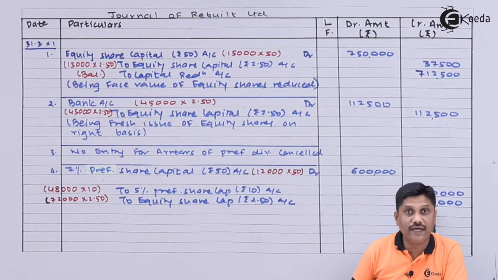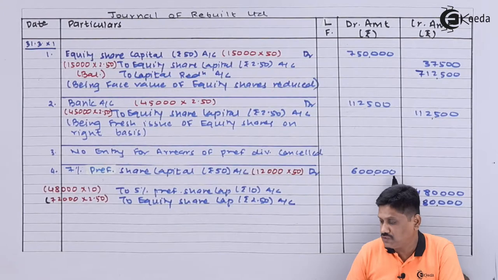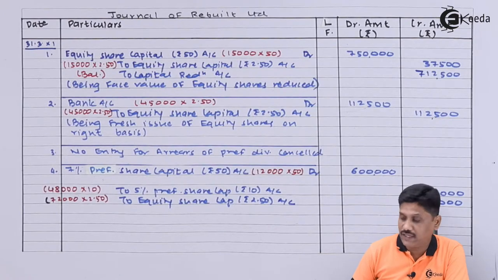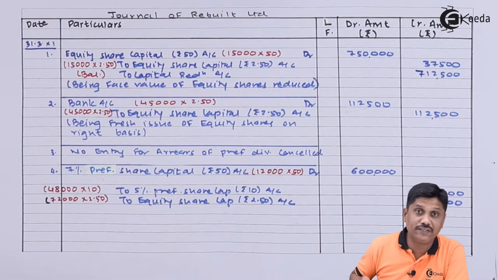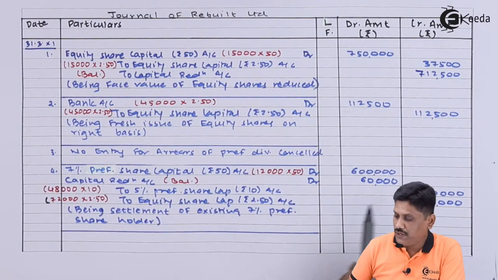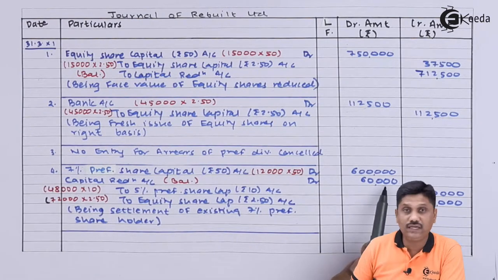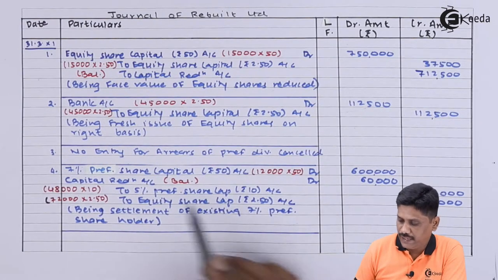Amount comes to 1,80,000. You can notice we have to settle 6 lakhs, but we have paid more than that. We paid 6,60,000. So whatever extra we paid will be debited to the capital reduction account. So student, you can notice in this entry, the balancing amount I have debited to capital reduction account.